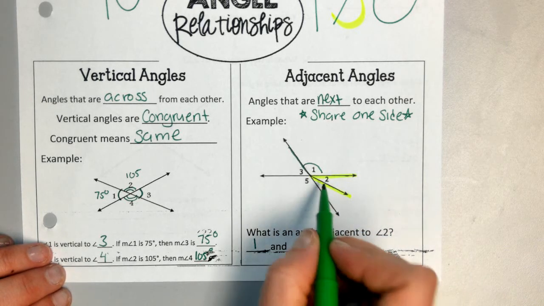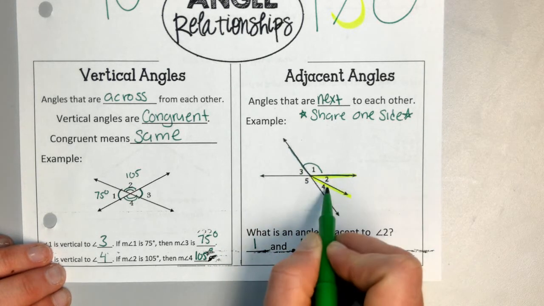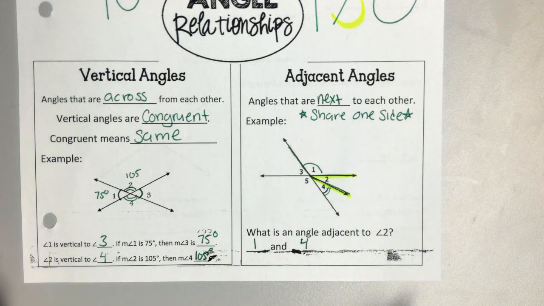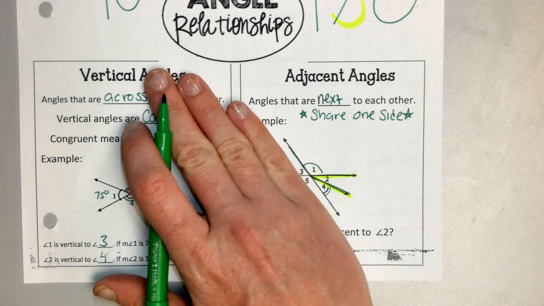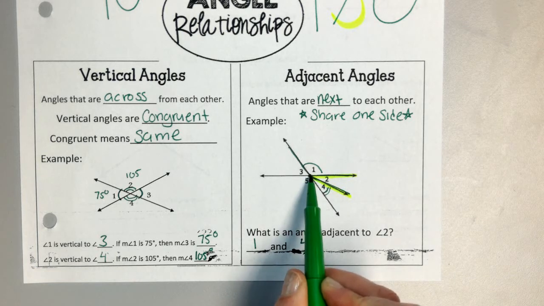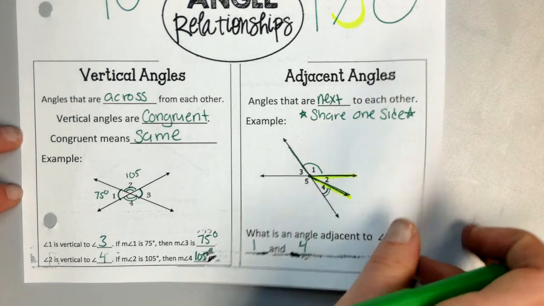4. So 1 is right next to 2, it shares this top side. 4 is right next to 2, it shares this bottom side. So you have to share one side. 3 and 5 are not involved. Okay? Adjacent angles, for some reason, are usually the hardest for people. Because they think that if they all come to a point in the middle, then they're all adjacent, but that's not true. They share a side, not a point.